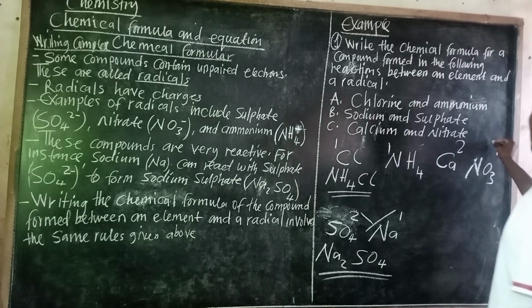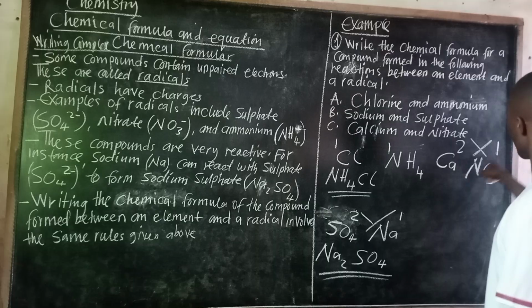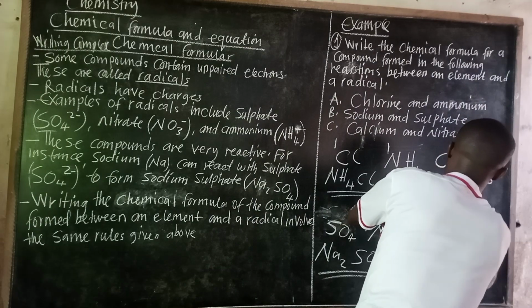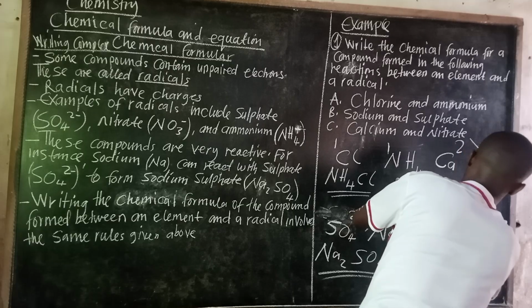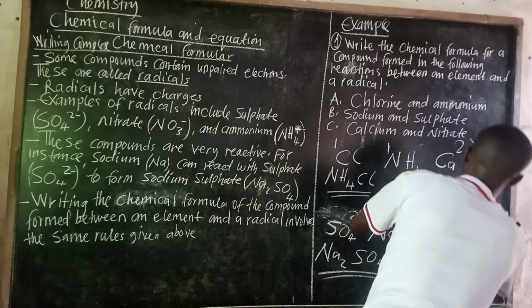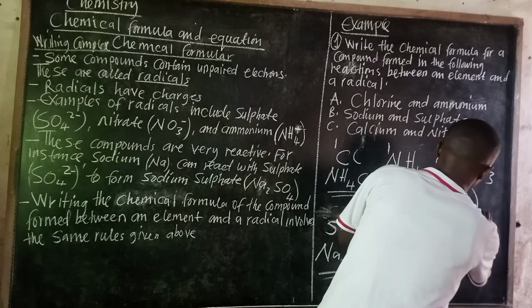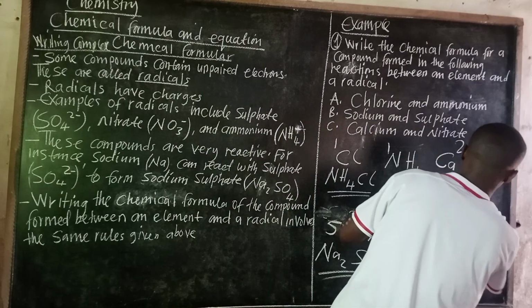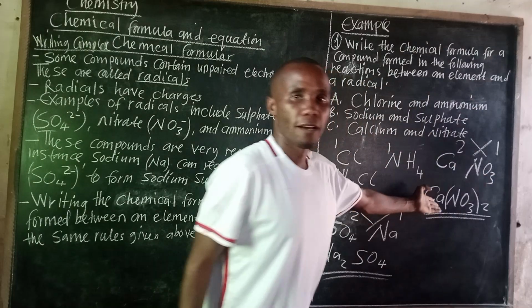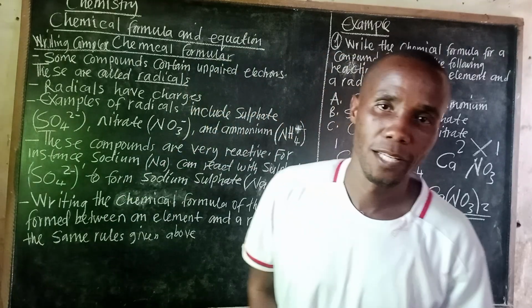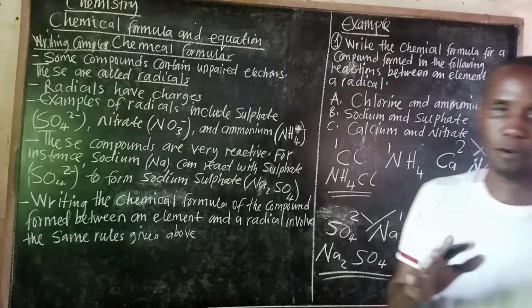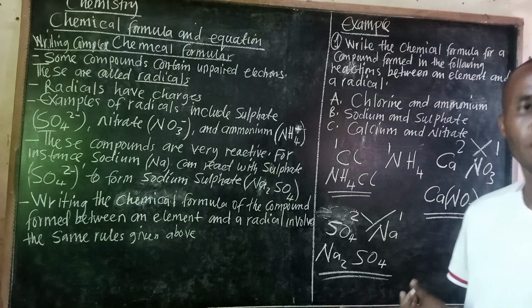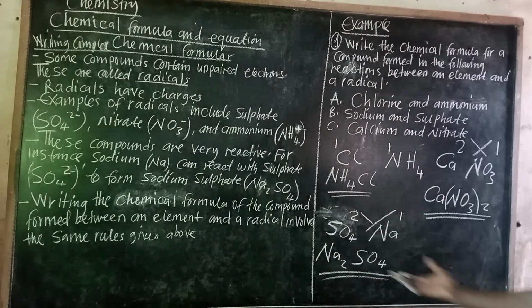Then from there, we cross multiply as usual. This one will come here, so it will be calcium. Then you write nitrate, remembering here we have 3. Then the 2 will come to this side. So we introduce the bracket, so that we can write 2 outside, and therefore that is their chemical formula. This is how we write chemical formula. Same rules. Once you understand them, you are good to go.